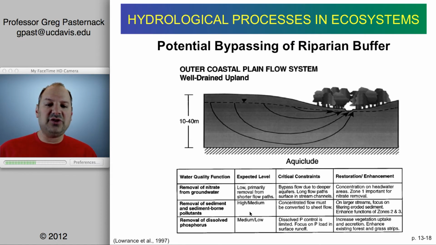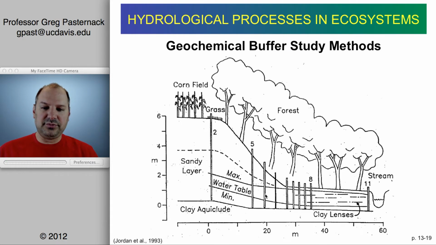However, like here in the Central Valley of California, from this one perspective it's really not as important to create these riparian buffers. That's because the groundwater is moving down in a much more vertical way, and it can just bypass that buffer. There may be some contact sometimes, but it's going to be far less than when the aquiclude is close. And you can see here, this is 10 to 40 meters thickness. So there's low removal of nitrate in this case.